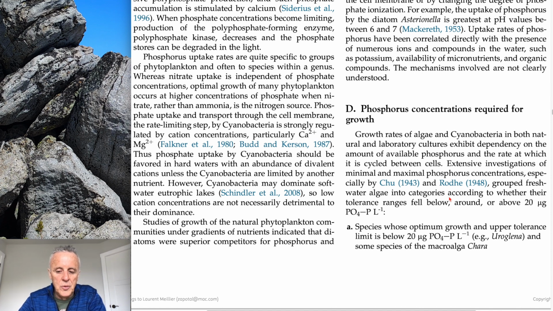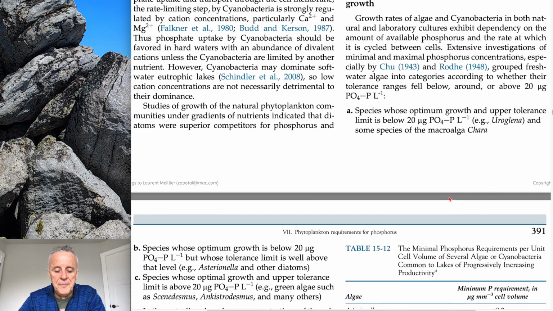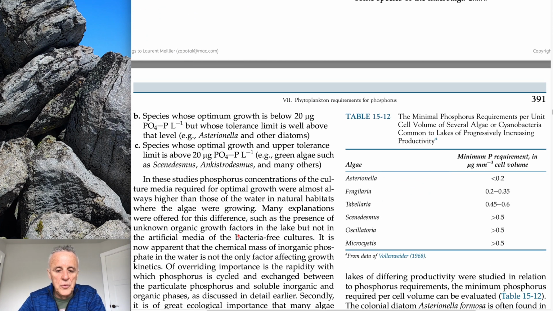Extensive investigation of minimal and maximal phosphorus concentration, especially by Chu and Rudd, grouped freshwater algae into categories according to whether their tolerance ranges fell below, around, or above 20 micrograms of phosphorus per liter. A: species whose optimum growth and upper tolerance limit is below 20 micrograms of phosphorus, and some species of the macroalgae Chara. B: species whose optimum growth is below 20 micrograms of phosphorus per liter, but whose tolerance limit is well above that level, for example, Asterionella and other diatoms.